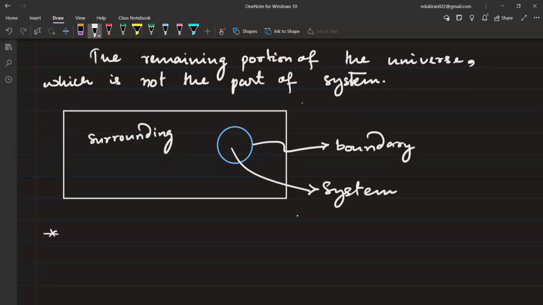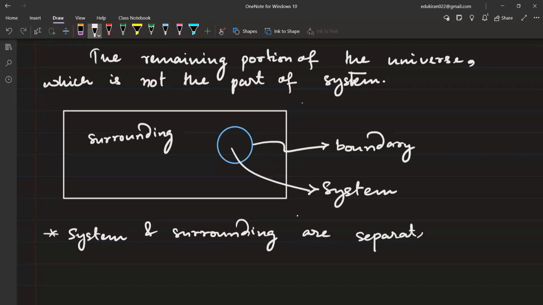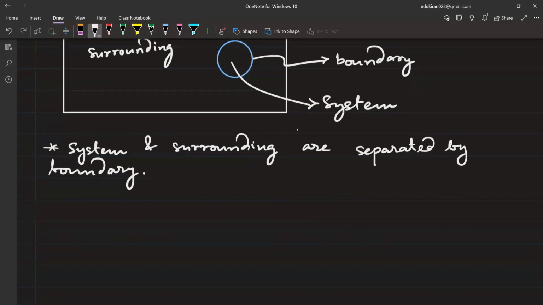Next, right, please, right. System, and this whole thing is universe, by the way. This whole thing is universe. System and surrounding. System and surrounding are separated by boundary. Separated by boundary. Moving on. Now, obviously, boundary can be of two types. If we talk about a real or imaginary boundary, so boundary can be real or imaginary.